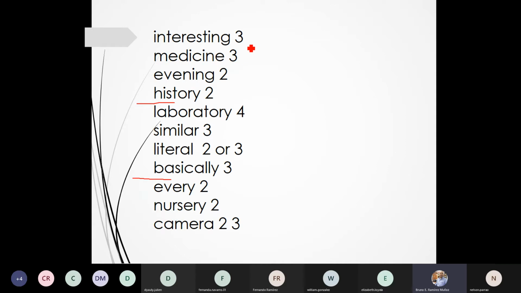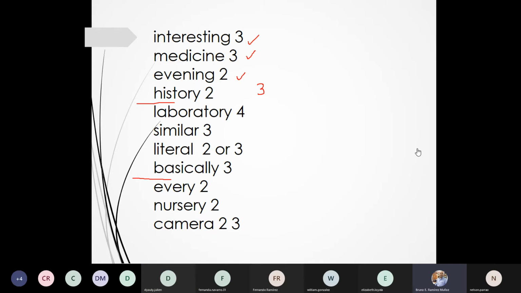So interesting, medicine, evening, and well, if you say history, that would be 3 syllables. Yes, I was kind of confused in that one. Right. So in order to make it 2 syllables, how do you think it would sound? How would some speakers say it? History, exactly. I like history. I don't like history. History, exactly.